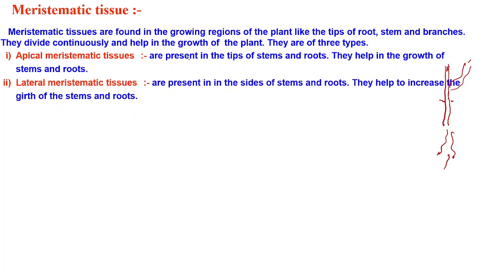Next is your lateral meristematic tissues. They are present in the sides of stems and roots. They help to increase the girth of the stems and roots. Girth means their width, the thickness.